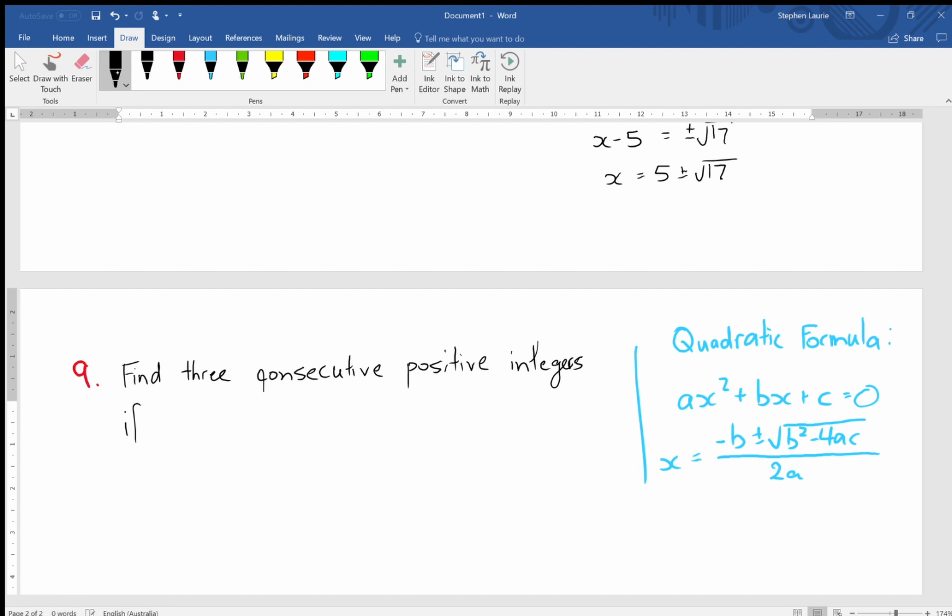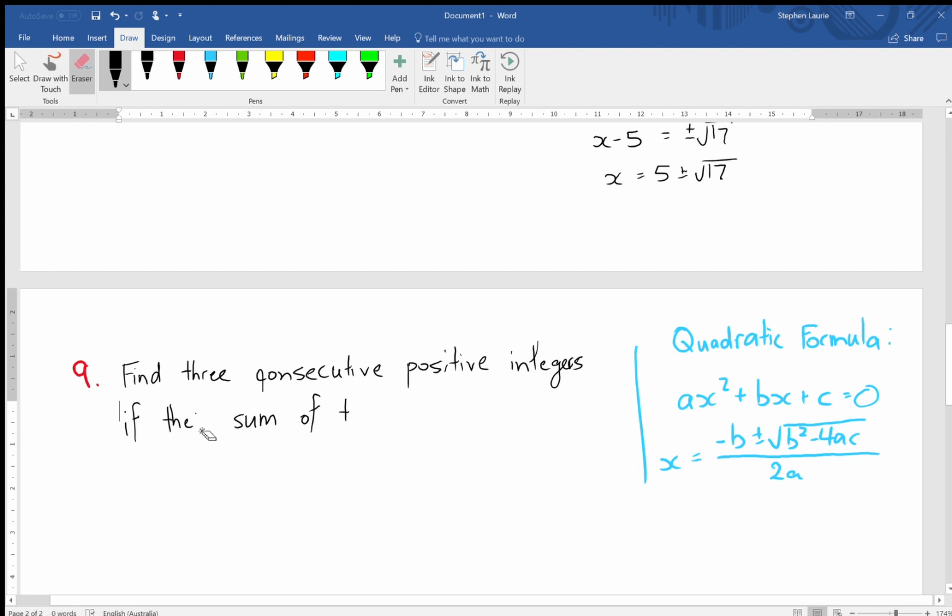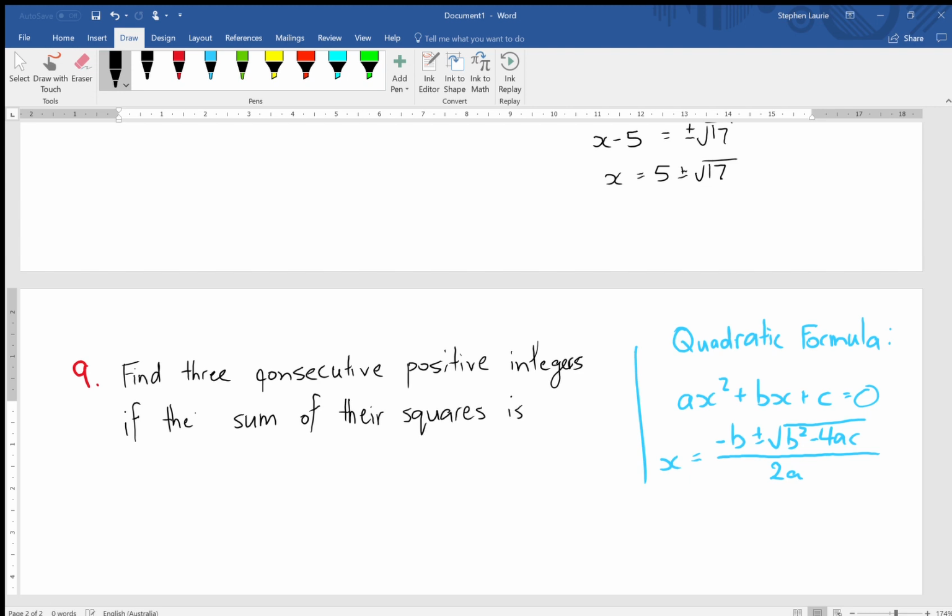Where the sum of their squares, so if you take each of these numbers and square them and then add them together, the sum of their squares is 50. Okay, so that's the question. Find three consecutive positive integers if the sum of their squares is 50. Have a go at that one.